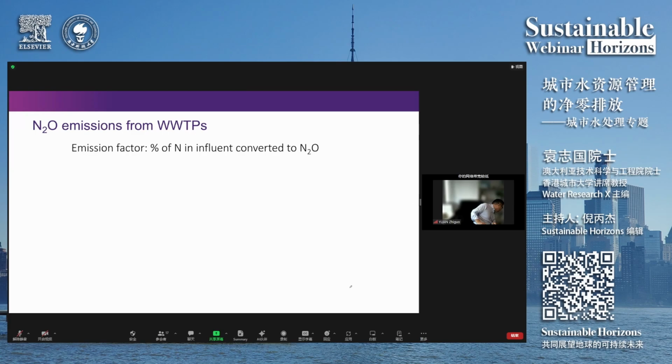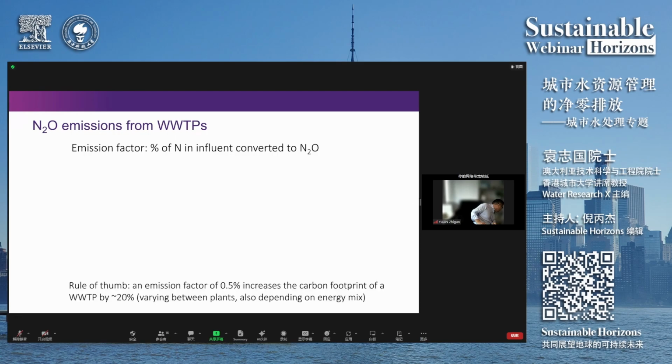Before I present the results, I'd like to define emission factor, because there are so many different definitions of emission factors. The one I'm using now is the emission factor based on influent nitrogen. So it's the percentage of influent nitrogen converted to N2O. We need to bear that in mind. That's my definition for this talk.